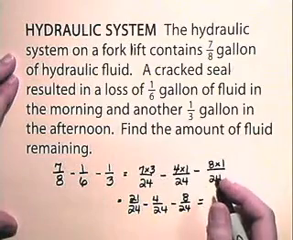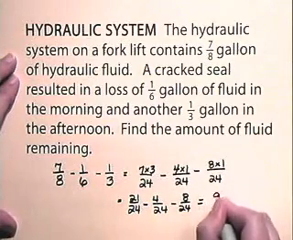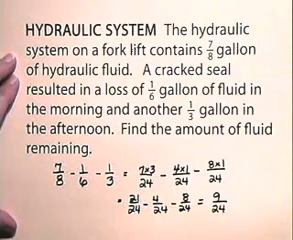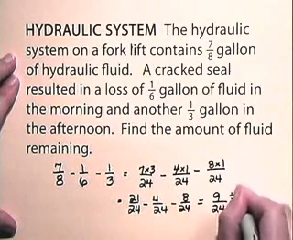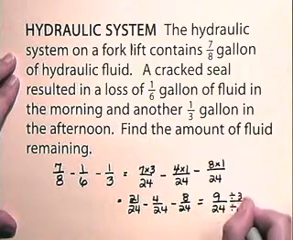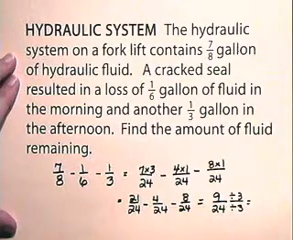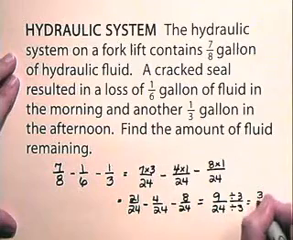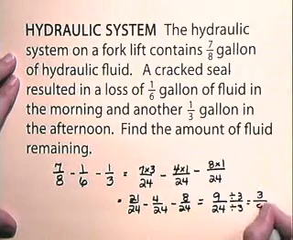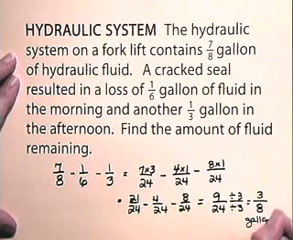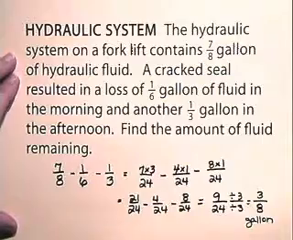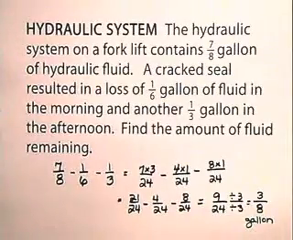Subtracting these three fractions, we obtain 9 over 24 gallon. 9 over 24 needs to be reduced to lowest terms, so we divide numerator and denominator by the greatest common factor, which is 3, and we obtain 9 divided by 3 is 3, 24 divided by 3 is 8, so we obtained 3/8 gallon. So the amount of hydraulic fluid remaining in the tank is 3/8 gallon.